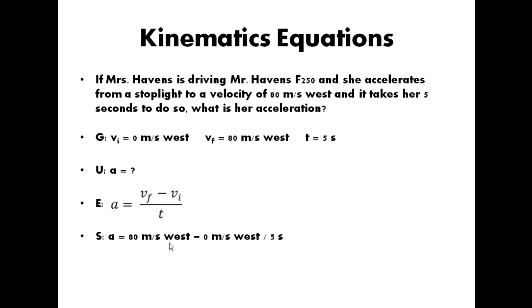So now substitute in our information. Acceleration equals 80 meters per second west minus 0 meters per second west divided by 5 seconds. So if you get 80, because we have 80 minus 0 divided by 5, that gives us 16 meters per second squared. And we should have west on there. Mr. Havens made a mistake. We have to have our direction. So it's 16 meters per second squared west. That's our acceleration.